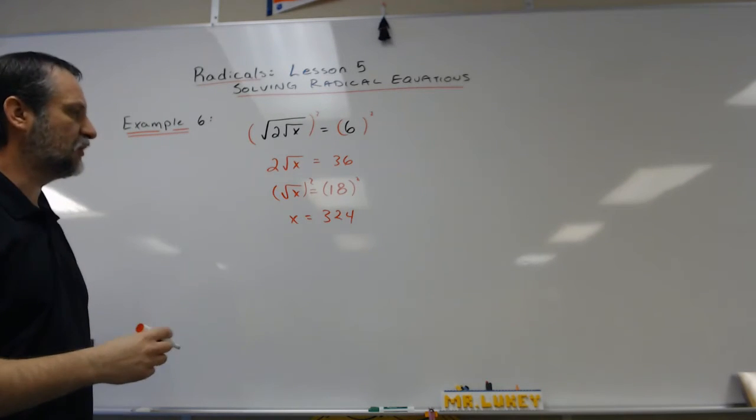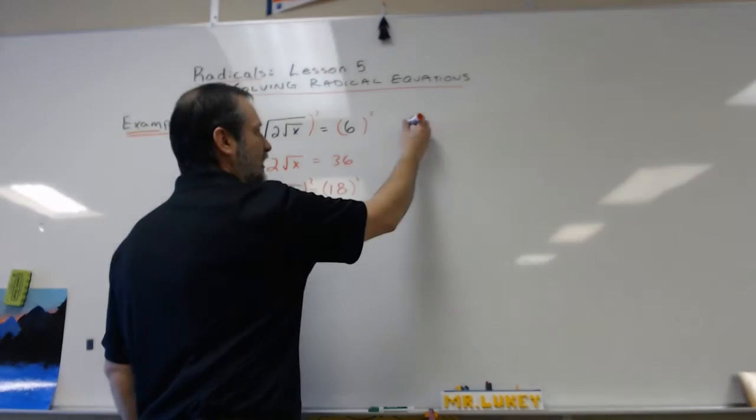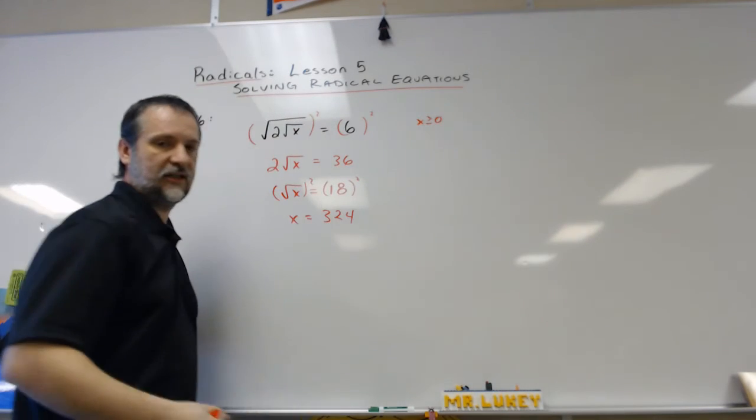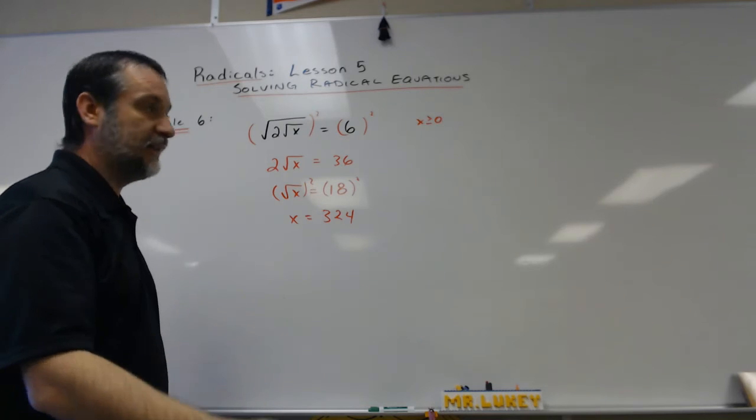I raced through this one real quick. I should, of course, include, I didn't do my restriction on this one. Yes, there is a restriction. X is still under a radical, so x needs to be greater than or equal to 0. Yes, my answer is. Then I do the check.